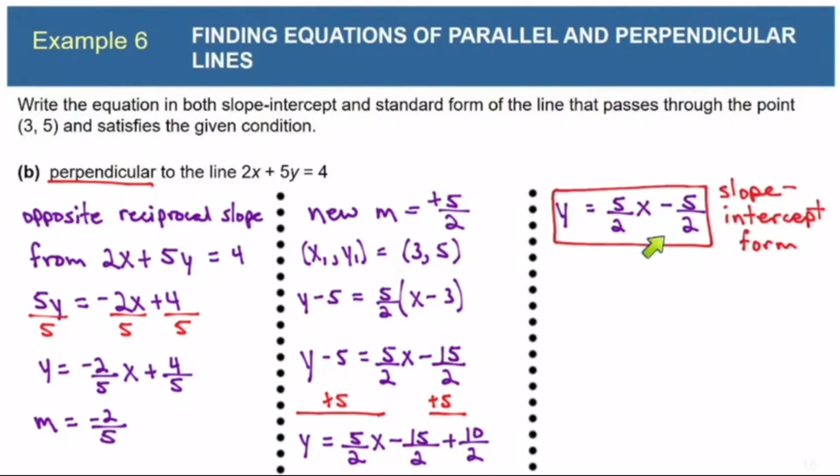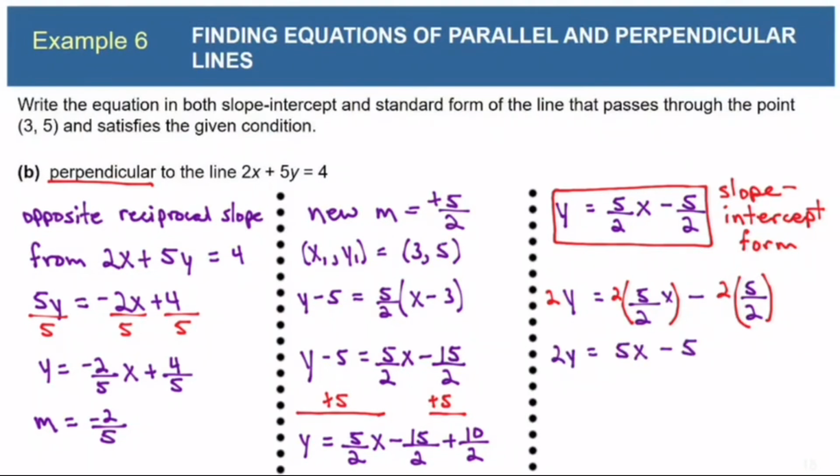And now let's take this form and transform it into standard form. So we'll need to eliminate these denominators. We will multiply everything by 2. And that's going to let these 2's cancel and these 2's cancel. We'll have 2y equals 5x minus 5.